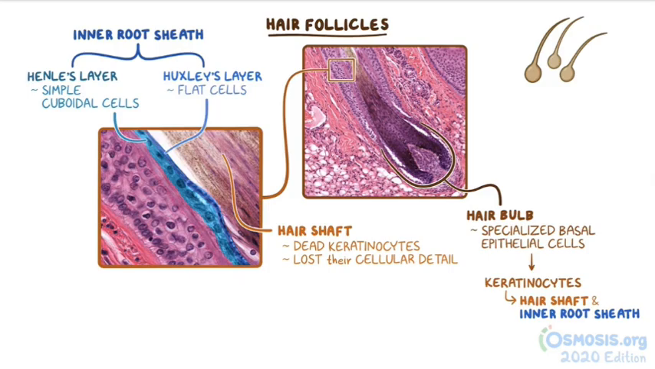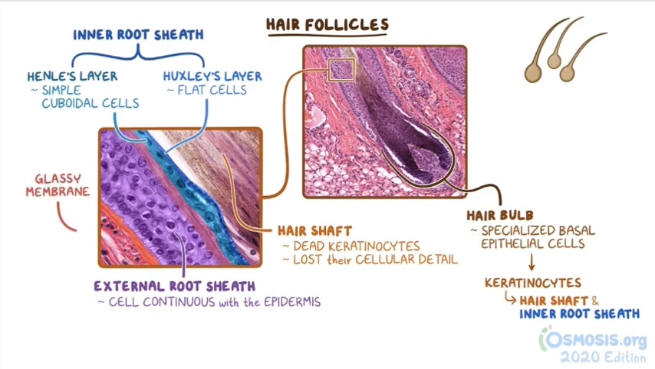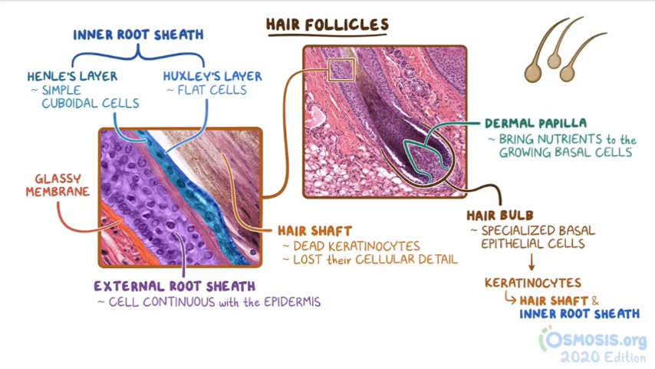Surrounding the inner root sheath is the external root sheath, which contains layers of cells that are continuous with the epidermis. Separating the external root sheath from the dermis is a hyaline layer without cells, or an acellular layer called the glassy membrane. The dermal papilla is the connective tissue and network of capillaries that helps bring nutrients to the growing basal cells and projects into the base of the bulb.